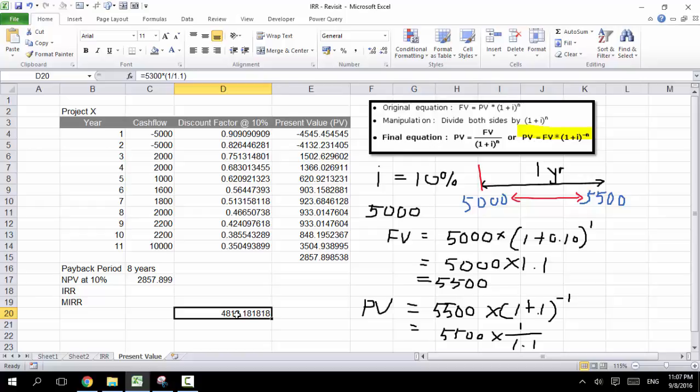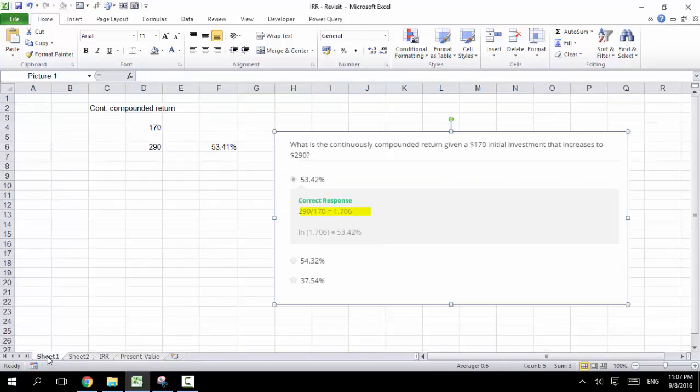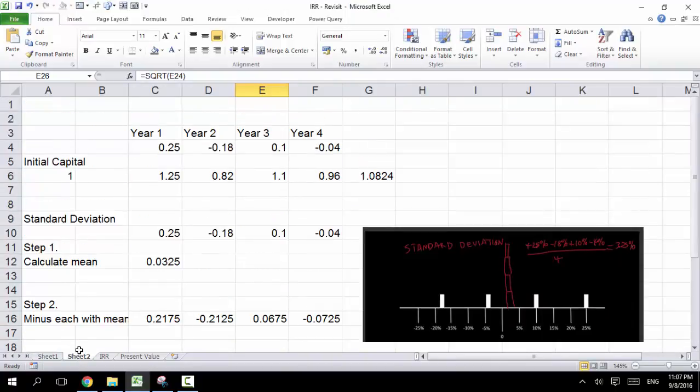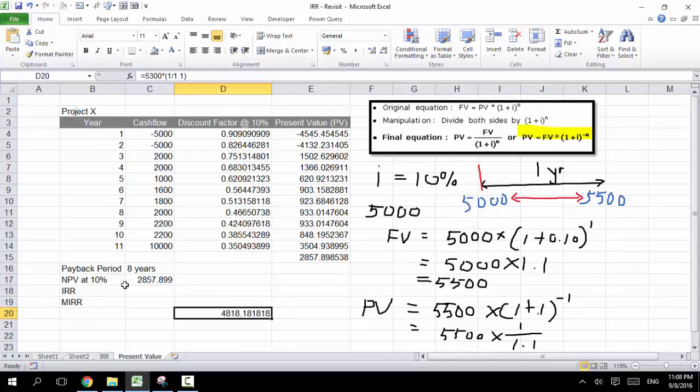Okay, alright. It's kind of like IRR, so it's a part of my revision on IRR. You can see that. It's about present value. Okay, I think that's enough.